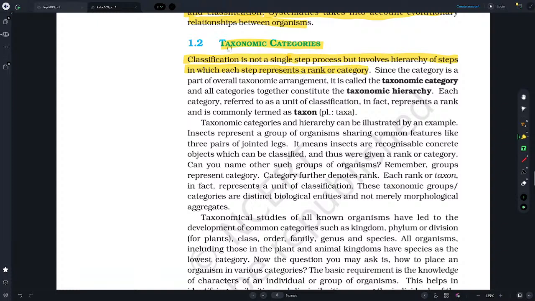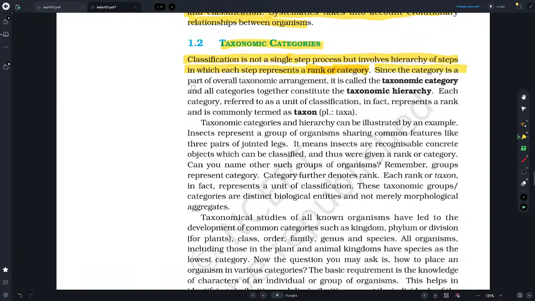Classification is not a single step process but involves hierarchy of steps in which each step represents a rank or category. As we saw in an example before, under mammals, where mammals is a step, we see cats, dogs. These are all individual steps which come under the higher step. In this example the top step is the mammal category, which we can also call a rank or a category.